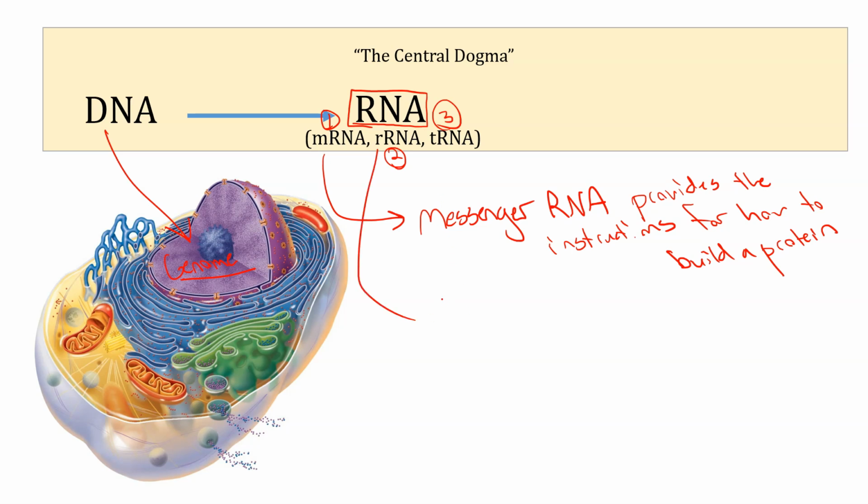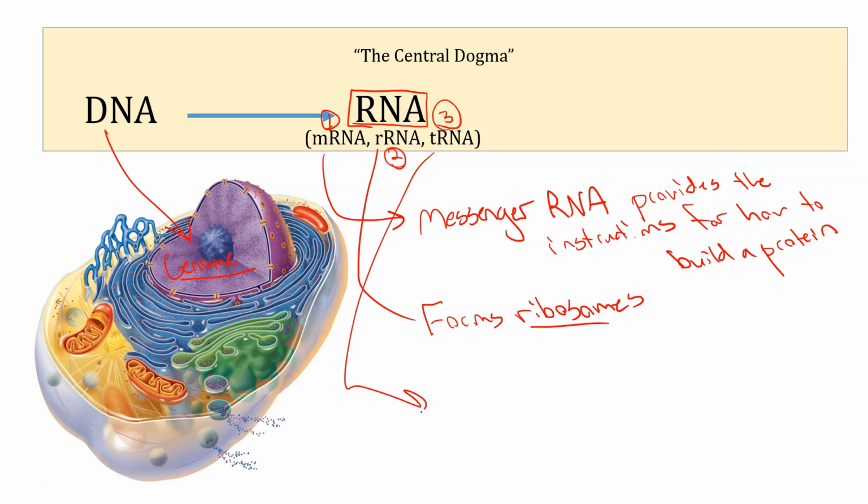rRNA is a special type of RNA that forms ribosomes. So ribosomes, we mentioned earlier, are an organelle in the cell, and they are the site of protein synthesis, and they are actually made in part from these strands of rRNA, and rRNA is also made from DNA.